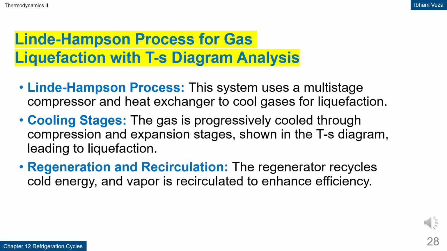Linde-Hampson process explanation. The Linde-Hampson process relies on cooling effects from expansion and regenerative heat exchange. A regenerator is used to recover cold from the outgoing stream. In this way, the efficiency of the liquefaction process can be improved. Cooling occurs gradually until part of the gas becomes liquid. This process forms the basis of many modern cryogenic systems.